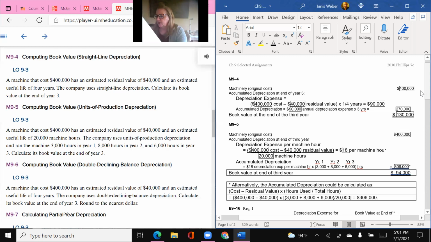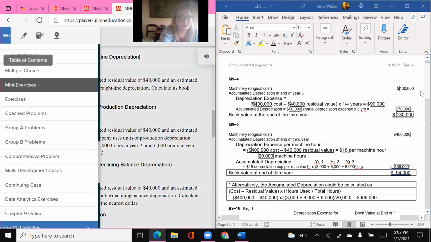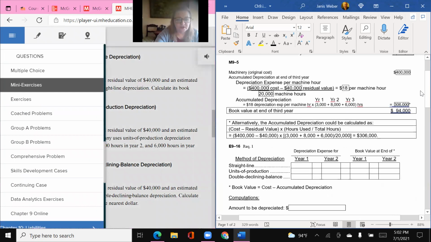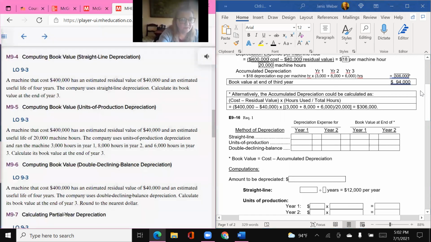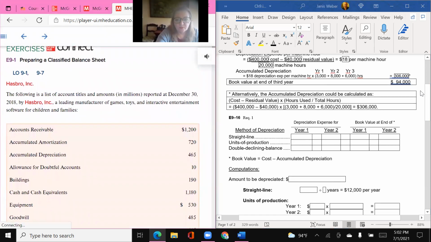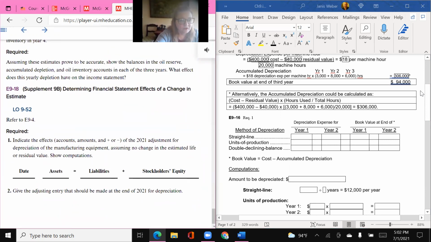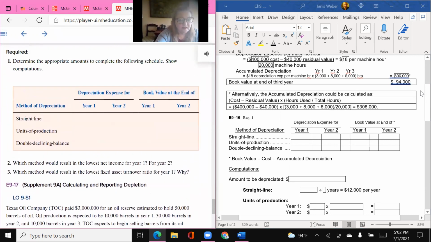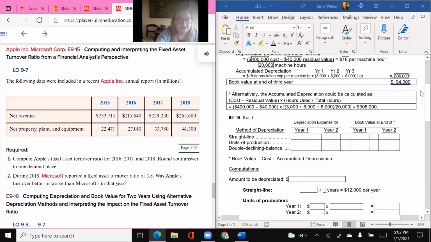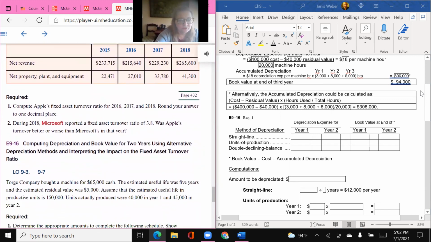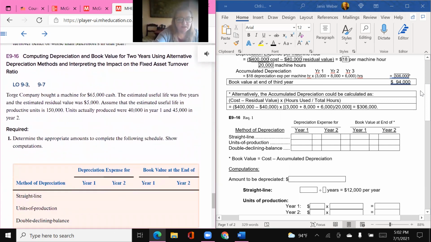And then the next one that we have is in the exercise section. Let me go back out of the mini exercises and go to the exercises then. This one is number 916. It's on page 432, E916.